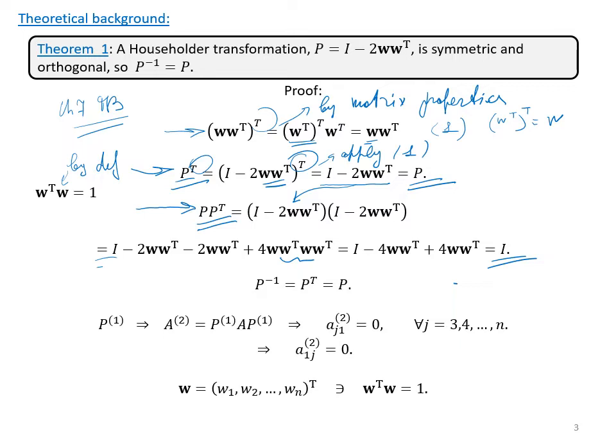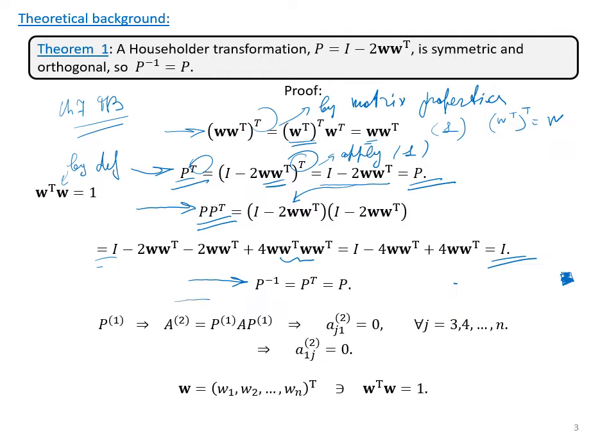By summarizing all our calculations, we can say that our inverse matrix P equals the transposed matrix P and equals the original matrix P. And this is exactly what we tried to prove. The theorem is proved.